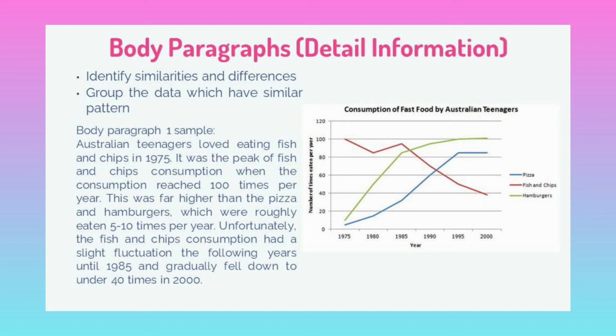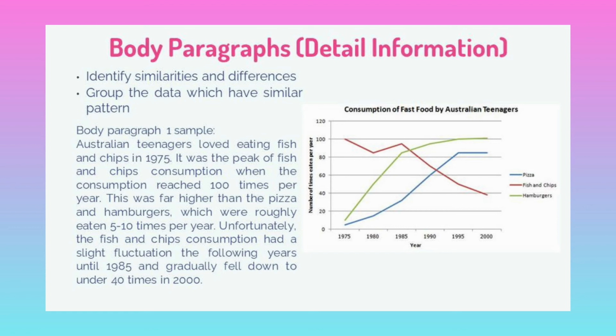The last part of a graph or chart description is the body paragraphs. Body paragraphs contain the detailed information of a graph or chart. The first step that we have to do is we have to be able to identify similarities and differences. And then we can go on to the second step, which is to group the data which have similar pattern.